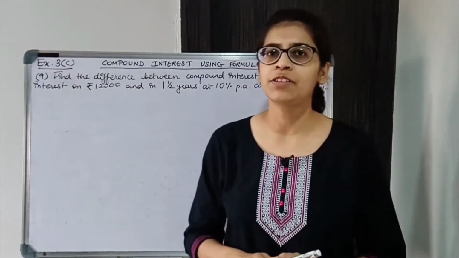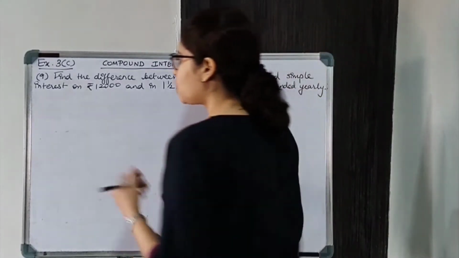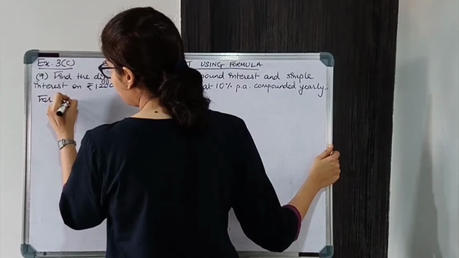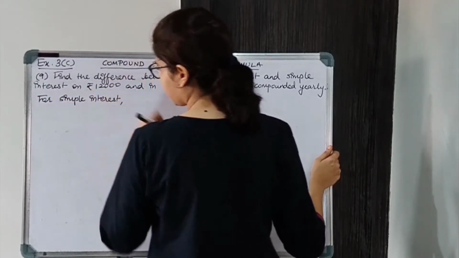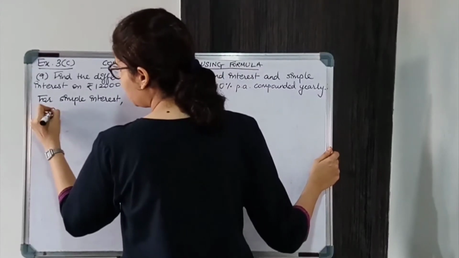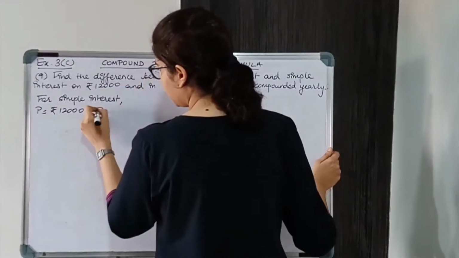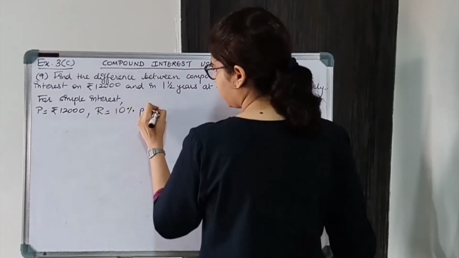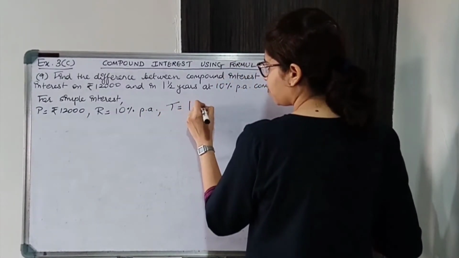Okay, so let us find compound interest and simple interest both. First we'll find simple interest because it's very easy. Okay, so let's write down all the given information. So for simple interest, principal is rupees 12,000. Rate of interest is 10% per annum. And time period is 1.5 years.